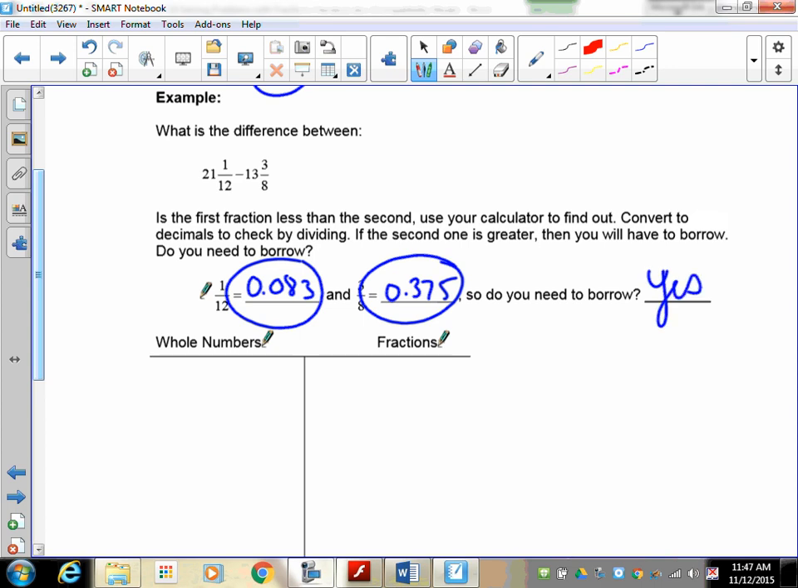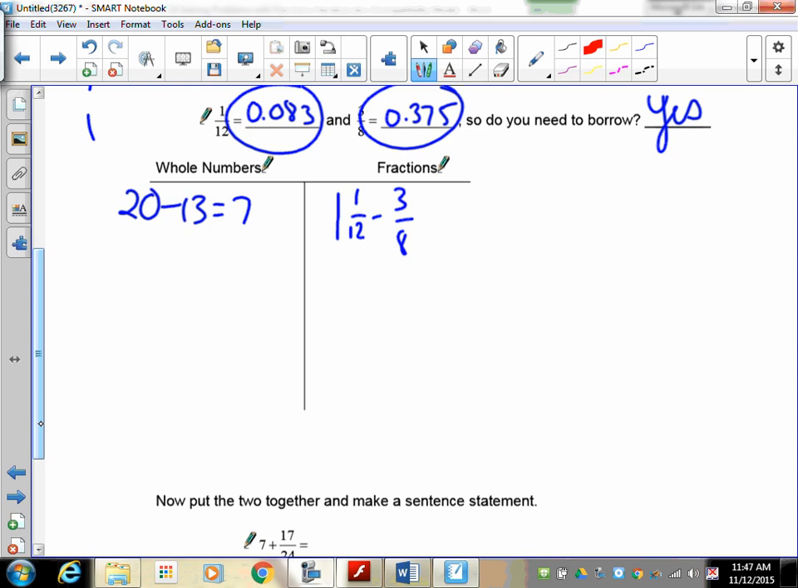So how do we do that? Well, you've got 21 and the 12th. Look way back up here again. I'm going to take the 21. I'm going to borrow from that. That becomes a 20. I'm going to put the 1 I borrowed with the 12th. So I have 20 take away 13 now, and that's equal to 7. And I have 1 1/12 take away 3/8. So I'd like you to pause the recording. I want you to complete the actual 1 1/12 take away 3/8.